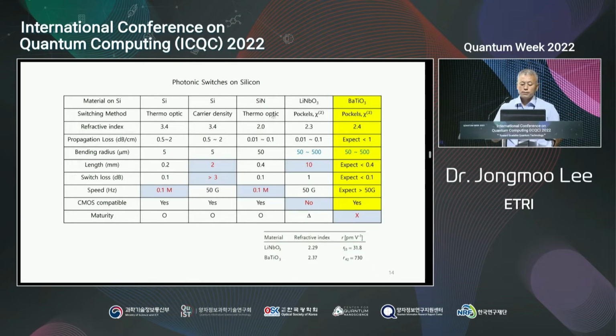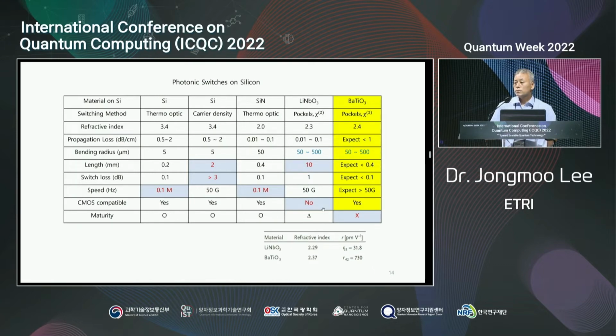And one problem is that current silicon photonics technology has a problem in some parts. There are many ways of switching method using silicon or silicon nitride or lithium niobate, but all of them already have problems, such as for thermal optics, it has a problem in speed, and the carrier modulation by carrier density has a problem of the loss, and also lithium niobate has a problem of the CMOS compatibility.